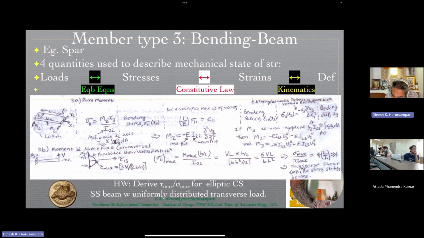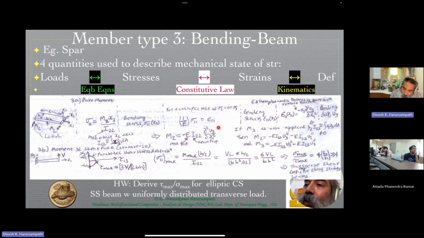Which means that the final expression we have for capital gamma 11 in this is minus x3 times the second derivative, dou squared u3 by dou x1 squared. So once again, we have utilized the three equations. Now we have to combine by backward substitution. So we substitute for gamma 11 into this, and then we substitute for sigma 11 into this, which is the equilibrium equation.